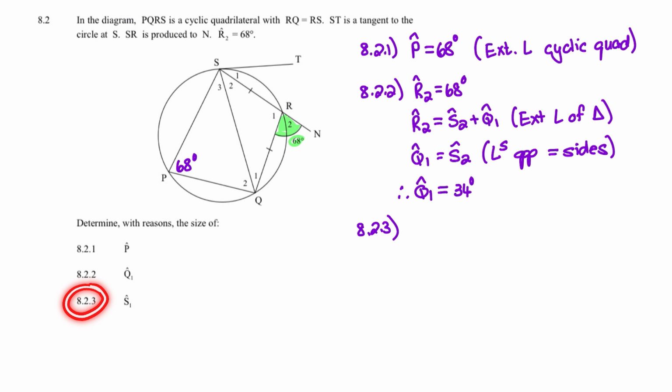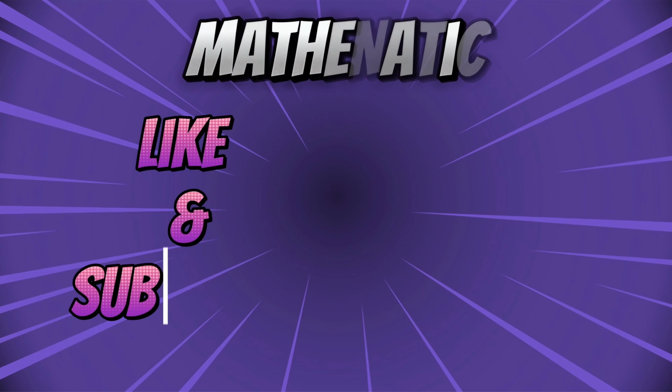8.2.3, find S1. So the angle S1 is the angle formed between a tangent and a chord. And we know that S1 would be equal to Q1. So we can say S1 is equal to Q1, which is equal to 34 degrees. And our reason is tan chord theorem.